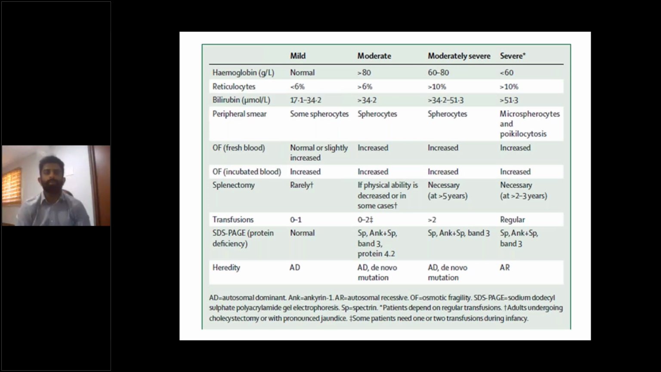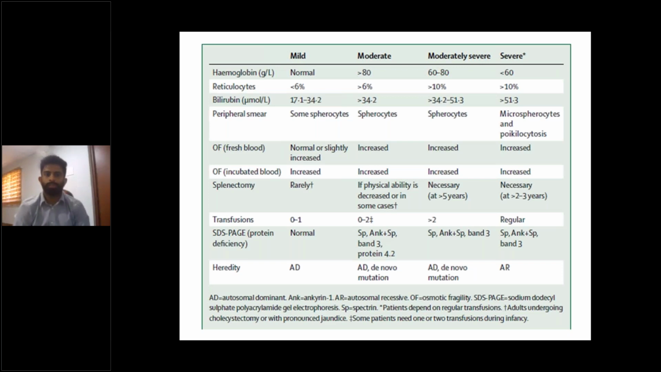Reticulocytes are less than 6% in mild, in moderate greater than 6%, in moderately severe greater than 10%, and also in severe greater than 10%. Bilirubin is shown as 17.1 to 34.2 micromoles here. So normally we talk in terms of milligrams. It's usually less than 2 to 3 here, in moderate it's greater than 4, in moderately severe it's greater than 5, and in severe it's greater than 5 to 6. So that's the approximate value.